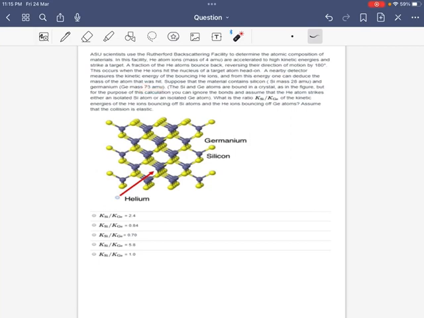So in this question we have to figure out the ratio of the kinetic energies of the helium ion bouncing off silicon atoms and the helium ion bouncing off the germanium atoms. And we also have to assume that the collision is elastic. Elastic as in the kinetic energy as well as the momentum remains conserved in the system. So, the most important data provided in this question is that the scientists are using the Rutherford Backscattering Facility.